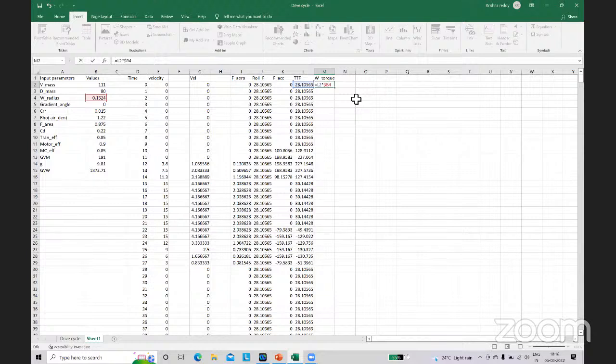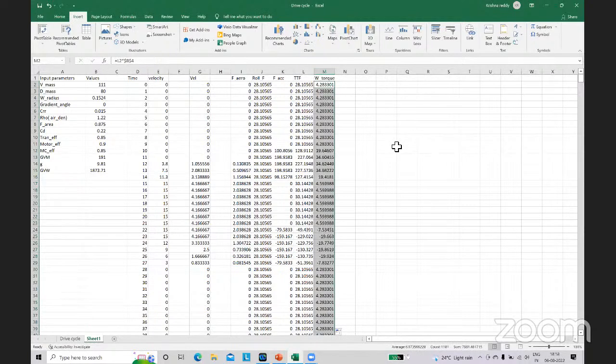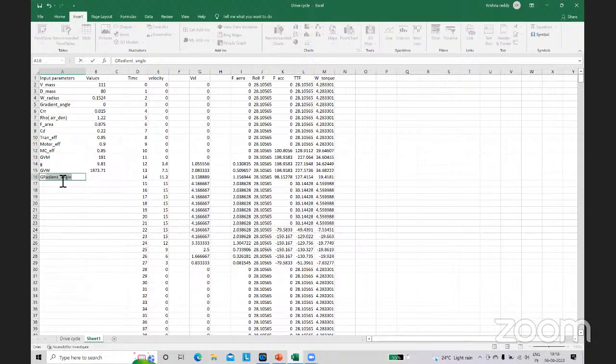Just try to bring the dollar symbol. Say enter. Yeah, this is our wheel torque. So we know wheel speed and the wheel torque. Here I have not mentioned the gear ratio, so I just mentioned GR. That will be GR.